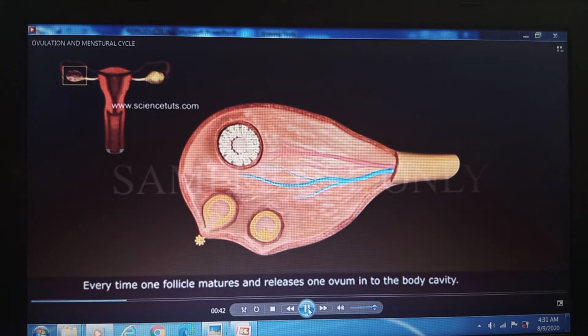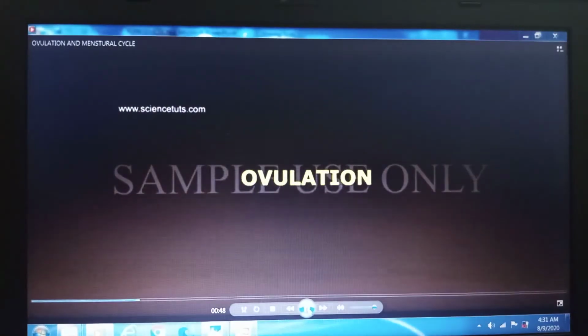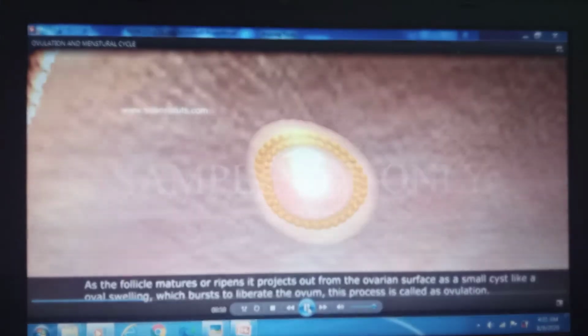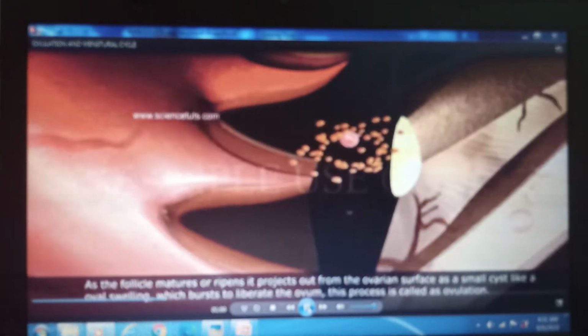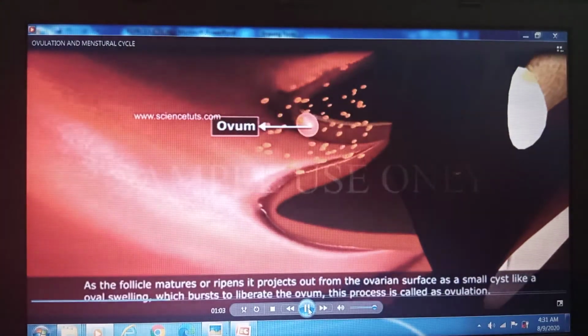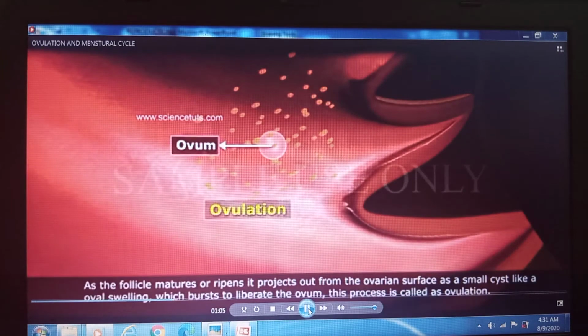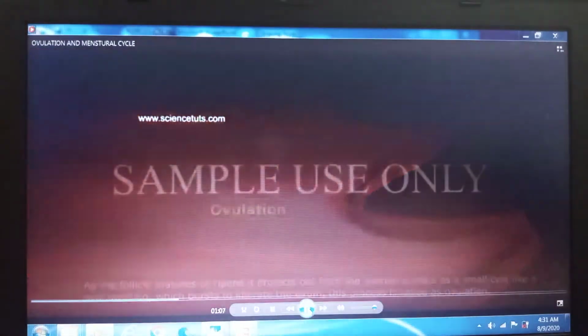Every time, one follicle matures and releases one ovum into the body cavity. As the follicle matures or ripens, it projects out from the ovarian surface as a small cyst-like oval swelling which bursts to liberate the ovum. This process is called ovulation.